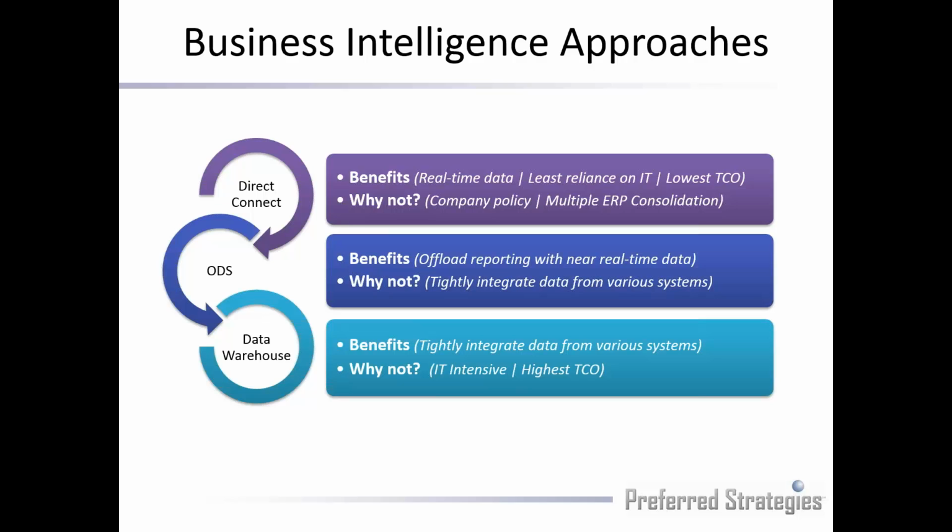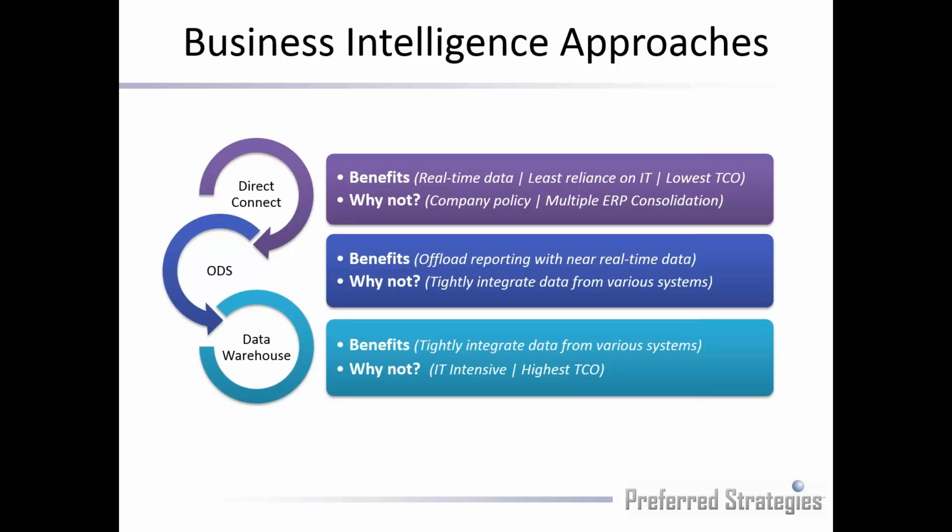So let's look at the three different ways to implement BI with JDE. What we're looking at here first is a direct connect, second is an ODS or operational data store, and third is a data warehouse. With a direct connect, and each of these has their own benefits and considerations, the biggest value of the direct connect is that it's real time.